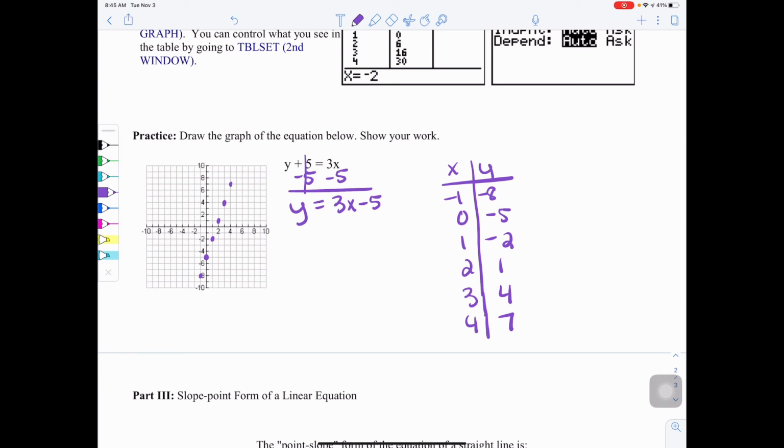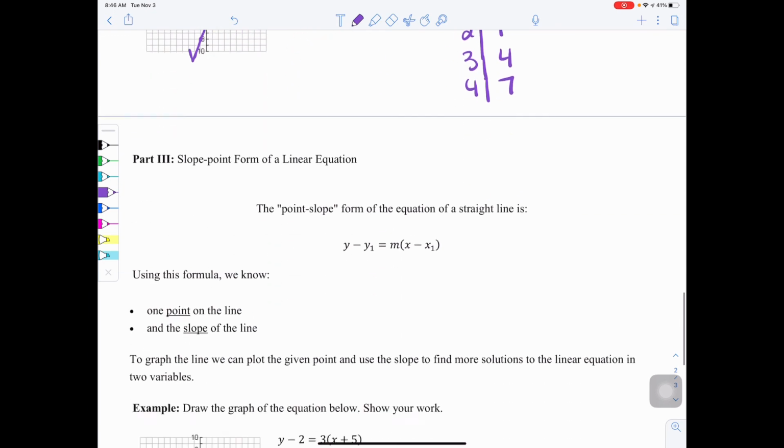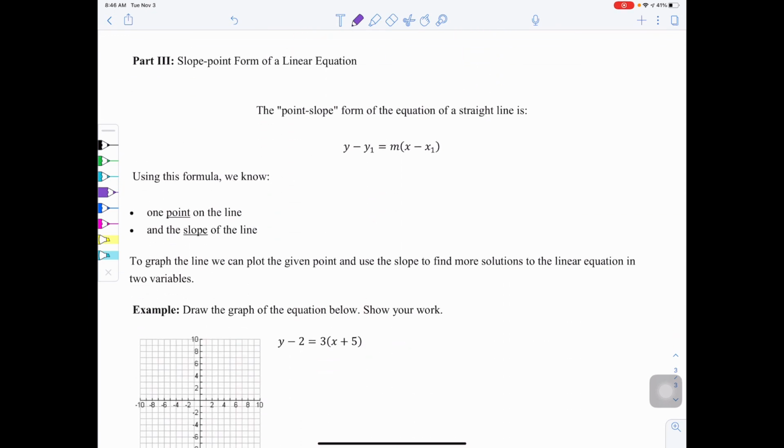You can see it's following the pattern of a line. Going to connect it, put arrows on the ends, and then make sure you label it with the original equation, y plus 5 equals 3x. It is going to be difficult to read these points off of your graphing calculator, so you are going to need to rely on that table to help you identify the specific points, which will make it easier for you to graph. Now we will move on to part 3, which is point slope form of a linear equation.